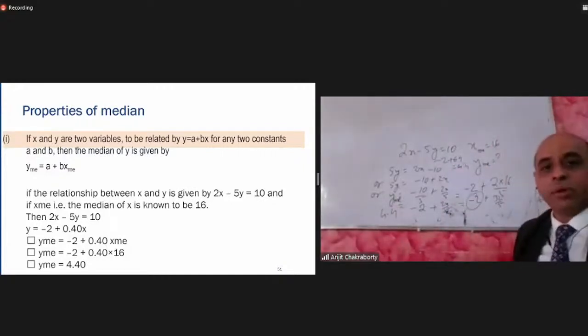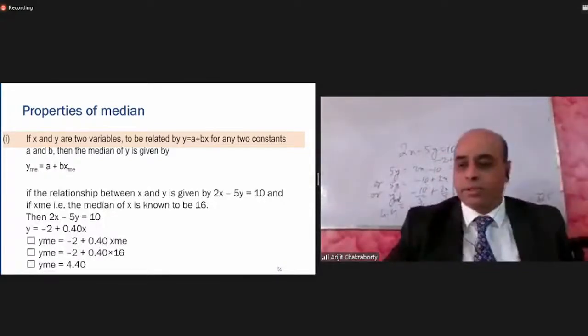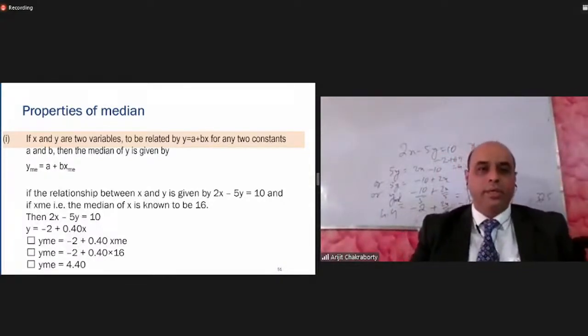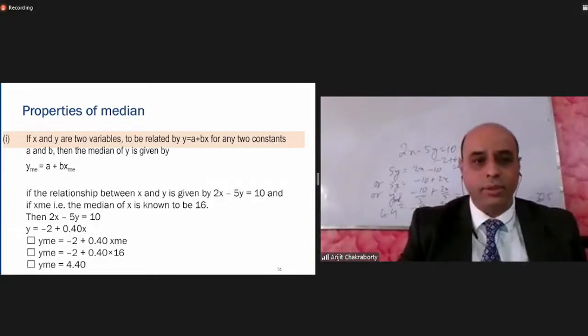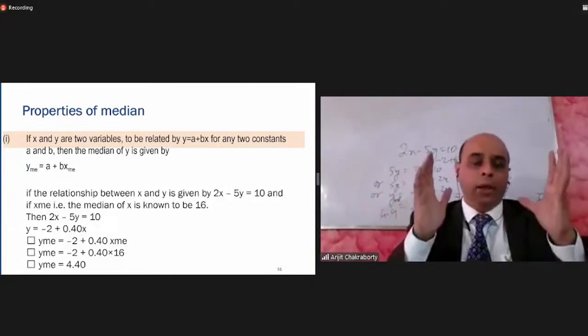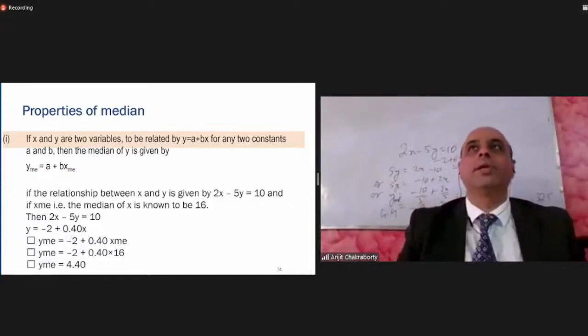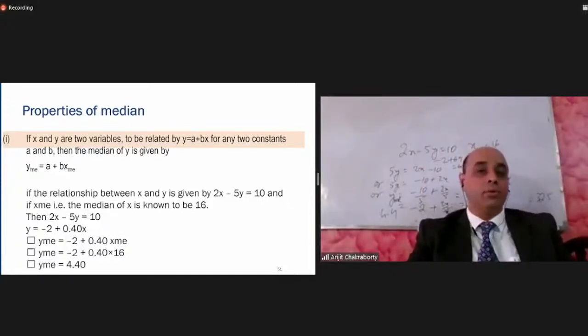This is also very important for the exam because these types of questions have already come in earlier exams. So this is important: the relation between, when we have a linear relation y equal to a plus bx and we know the median of x, how to find the median of y.